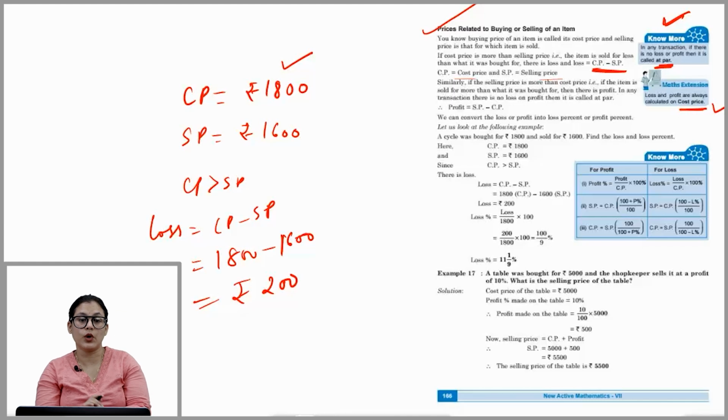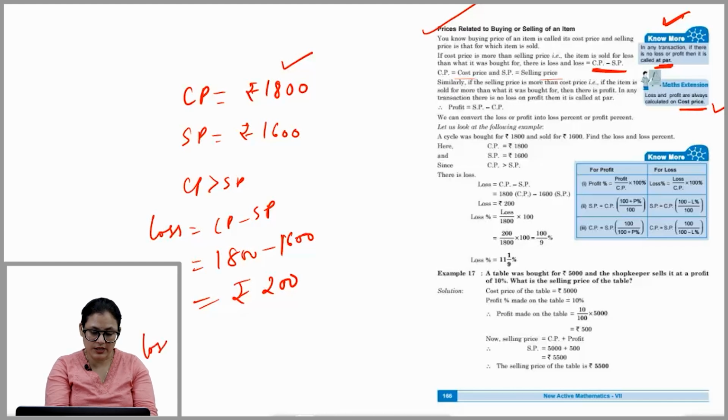Now we have to find out the loss percent. Loss percent is what? Loss upon CP into 100. Loss is 200, CP is 1800 into 100. 0 0 goes.